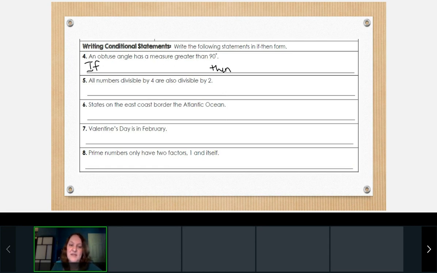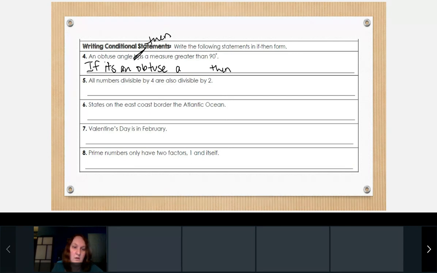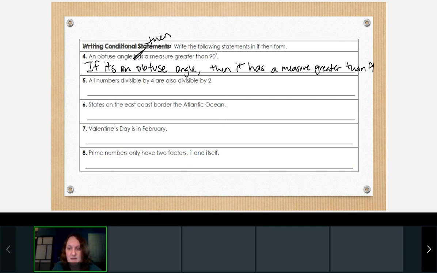If you're wondering, where do I put that word then? Okay, here's a little English lesson for us. Find the verb. An obtuse angle has a measure greater than 90. Here's our verb, has. This is where then is going to go. If, okay, I'm not going to say if an obtuse angle. I'll say if it's an obtuse angle, and then it has a measure greater than 90. Okay, so find the verb, and that'll tell you where to put the word then.